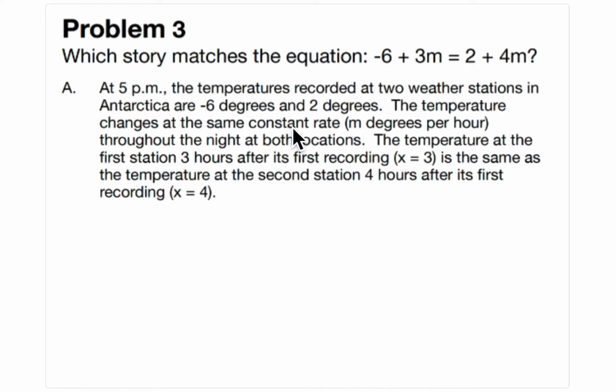The temperature changes at the same constant rate, m degrees per hour. I even have a problem with this, and I'll get into that later. Throughout the night at both locations. So now I'm very specific. The temperature at the first station is 3 hours after its first recording, so x equals 3. The second station, x equals 4. And I'm changing the variable up here from x to m.